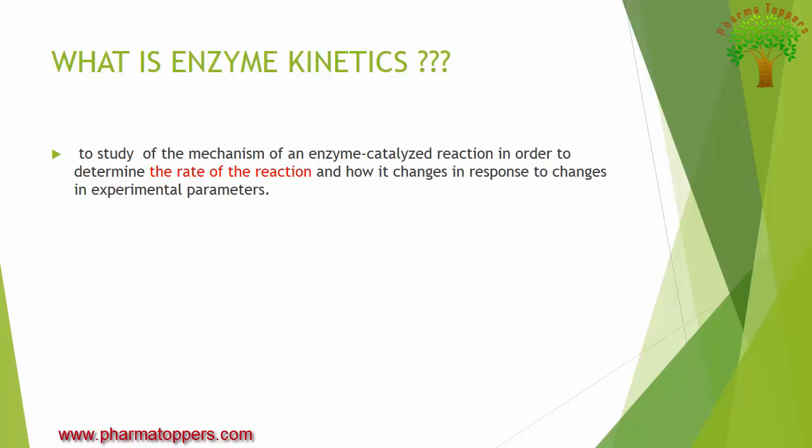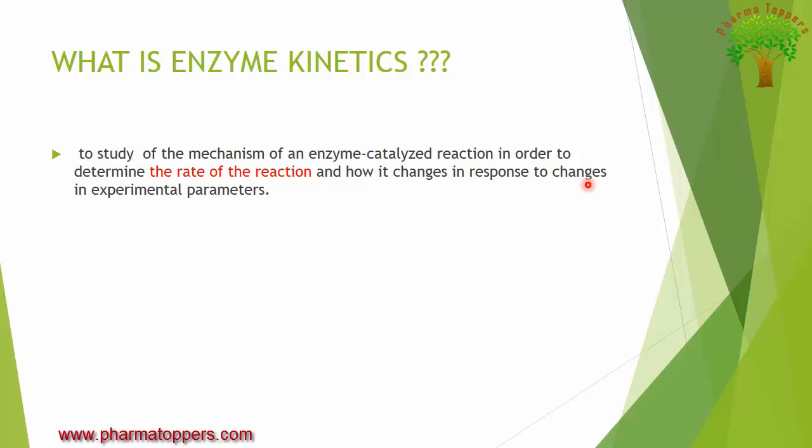So it means that enzyme kinetics is a study of mechanism. How does an enzyme catalyze a reaction? Why are we studying this mechanism? In order to determine the rate of reaction. Rate of reaction is the change in the substrate concentration, or the change in the product formation per unit time. What is the change occurring, that is the rate of reaction. How fast the reaction is proceeding, that is the rate of reaction.